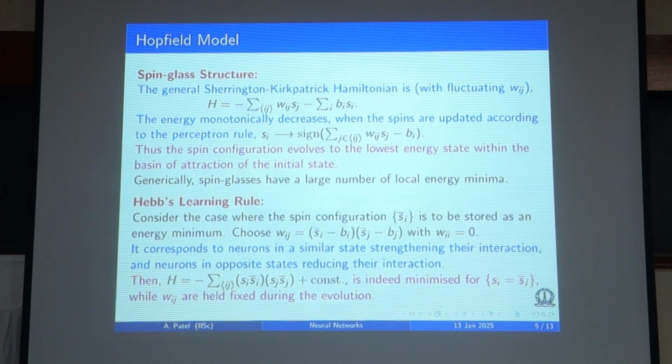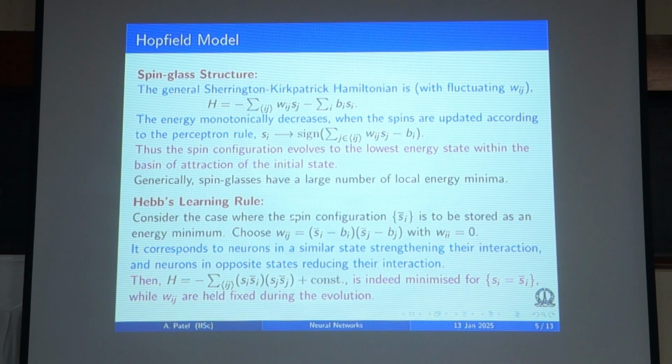And that was also available. It's even older than the perceptron story. It's called Hebb's learning rule. And it's very simple. Consider the case where the spin configuration that you want to store is Si bar. And construct these couplings, the synaptic strengths, as this particular quantity. Si bar minus Bi is just to offset the bias which is there everywhere. But that's the direct product of Si bar and Sj bar, and the diagonal term is 0. This ensures that if the two spins, Si bar and Sj bar, are the same, the coupling will be strengthened, and if they are opposite, the coupling will become more negative.